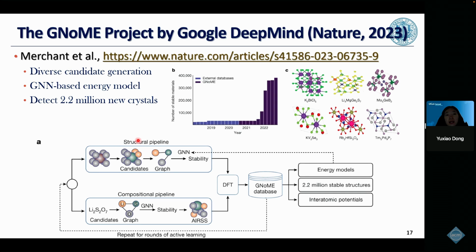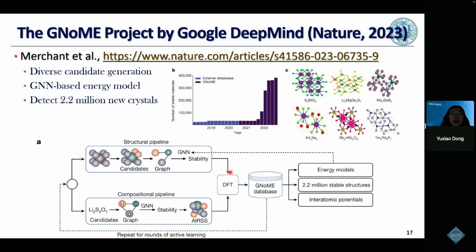Okay? And based on their approach, they already detected 2.2 million new crystals. So this is like already several magnitude more than all the crystals that has been discovered in human history. Okay? They took like 1 or 2 years. And then if you look at their pipeline, it involves two major things.